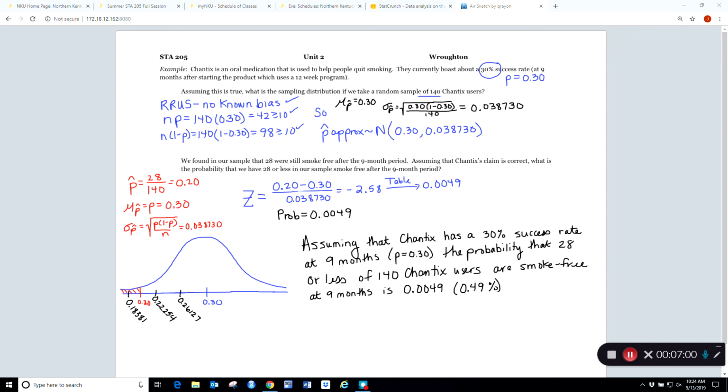So one of my first questions for you is, do you think that this probability is small? I think that most of us would agree that this probability is small. It's less than a 1% chance of happening. So what that really means is that our data, or anything worse than it, only had less than a 1% chance of happening if Chantix is telling us the truth, and it happened.